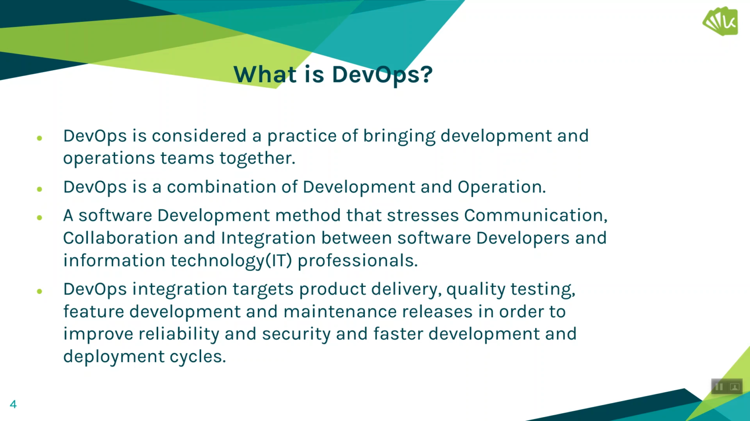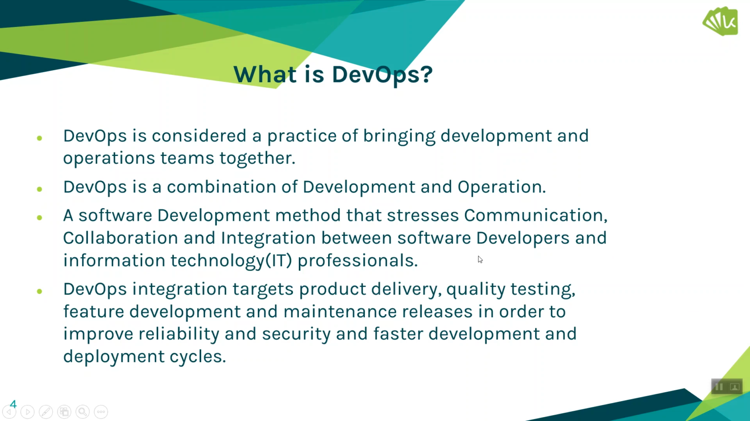DevOps is a combination of development and operations, a software development method that stresses communication, collaboration and integration between software development and information technology professionals. DevOps integration targets product delivery, quality testing, feature development, and maintenance releases in order to improve reliability and security in fast deployments and deployment life cycles. That defines DevOps, though you might have a different statement of DevOps. DevOps is mainly a collaboration of development and operations.